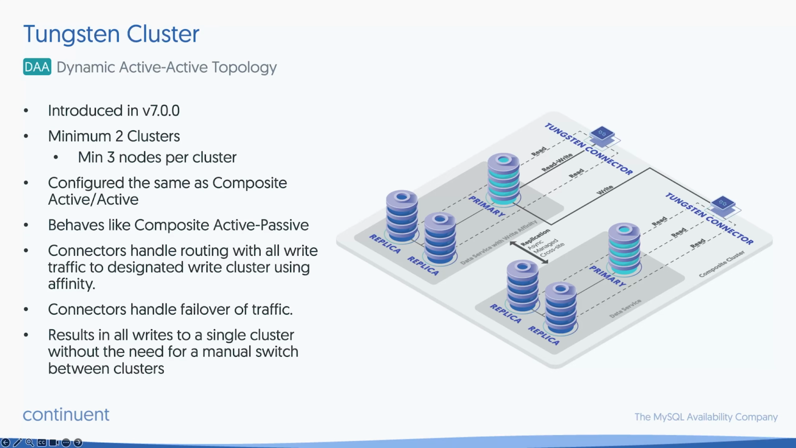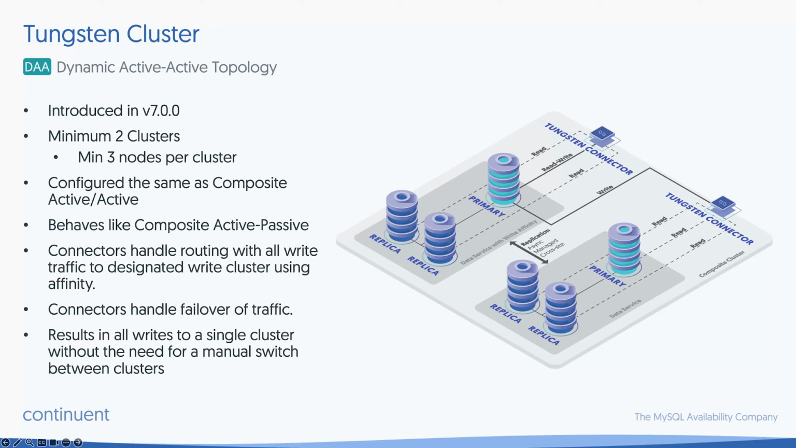Dynamic Active-Active offers the benefits of the Active-Active cluster with the simplicity of the Active-Passive cluster. Again, you would have a minimum of 2 clusters with 3 nodes per cluster, and like the Active-Active cluster, all clusters are active. However, the difference here is that from an application perspective, the clusters behave like Active-Passive, with the writes being directed only to one primary node. Unlike Active-Passive, where the failover between clusters needs to be a manual process, in Dynamic Active-Active, this failover is automatic, but triggered and handled at the connector layer by use of affinity.